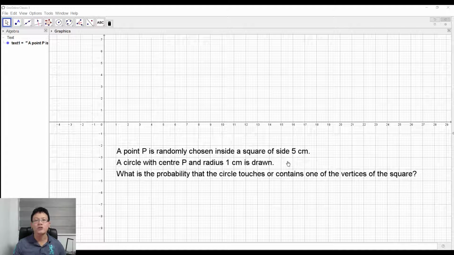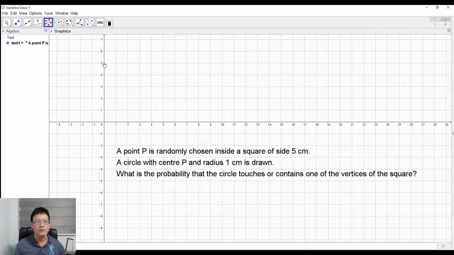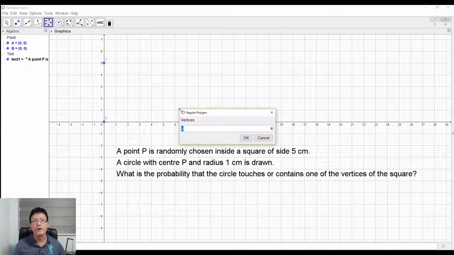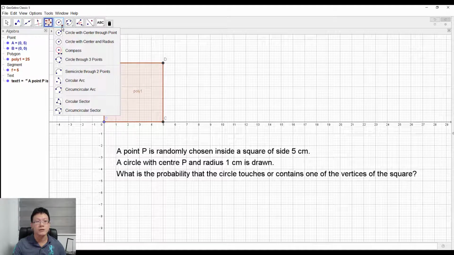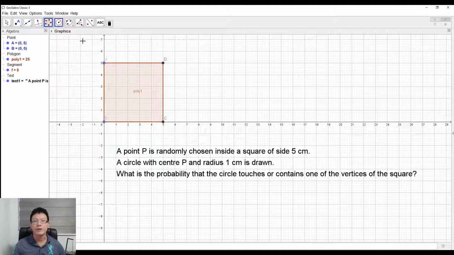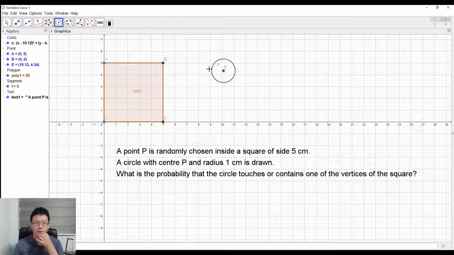Now, first we can construct the square of 5 cm. So we go to the polygon feature and then we are going to click 5 cm like so, and then we are going to input 4 vertices, so a square will be produced here. Next, we are going to produce a circle of radius 1 cm. To do that, we are going to go to the circle with center and radius. Click anywhere here and input 1 cm. So here we go. We have a circle with radius 1 cm.